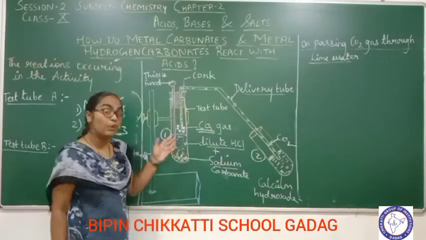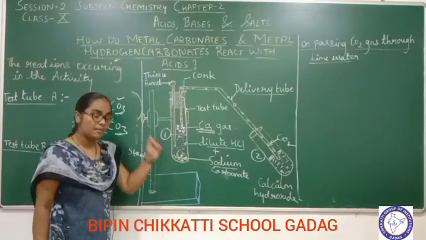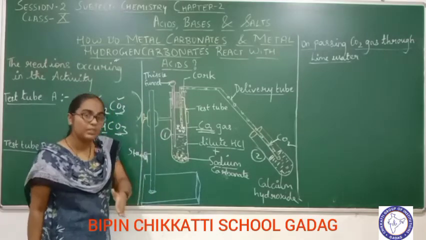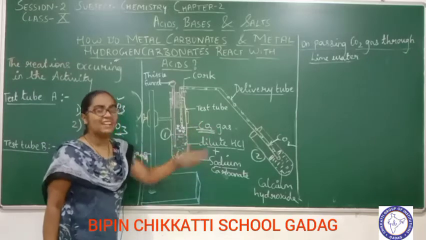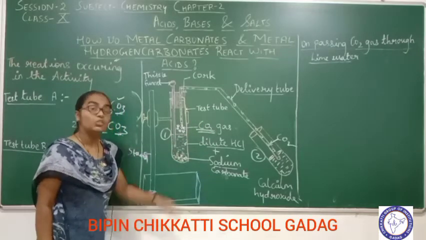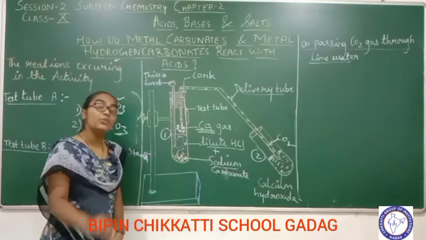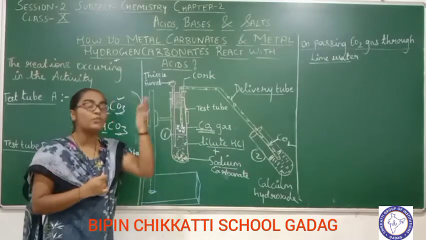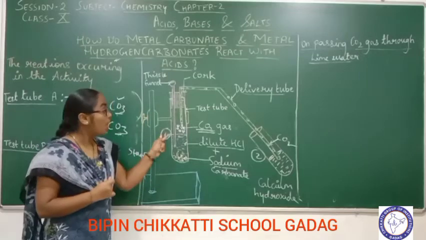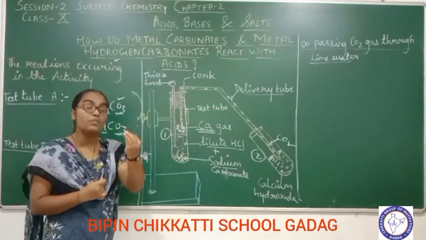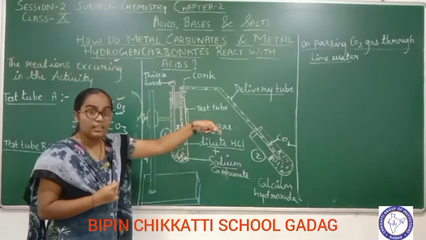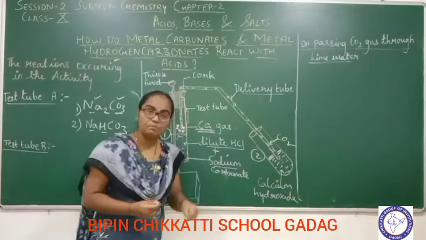Right? So from where did the carbon dioxide gas come? Carbon dioxide gas has been evolved after the reaction between sodium carbonate and dilute hydrochloric acid, right? After the reaction, the main product which has been evolved is carbon dioxide gas. So when the carbon dioxide gas, or the effervescence, goes out from there, it has to enter into the test tube 2.